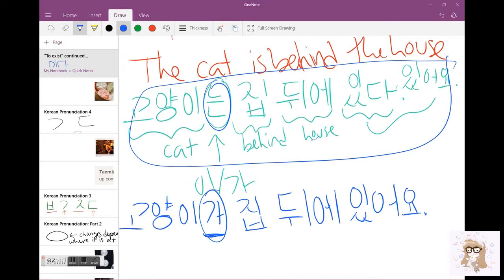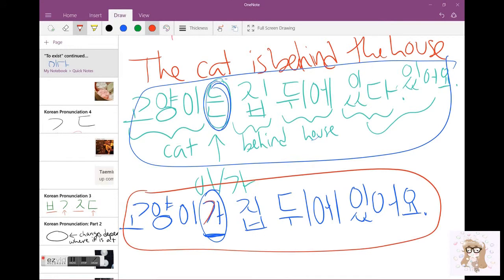However, if you make up a context of a situation, it could be that the dog is in the house and the cat is behind the house. So that is why they use 는, and that is what 는 implies. That in the context of the conversation, you're probably talking about a dog or another cat that's somewhere else, and you're just emphasizing that this other cat is behind the house.